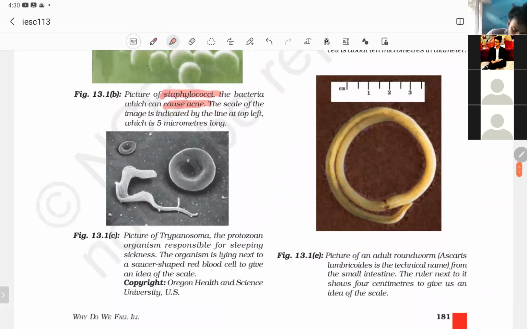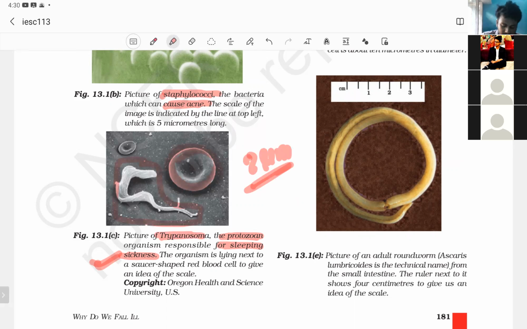Next we have trypanosoma, right? A protozoan responsible for sleeping sickness. It is also a protozoan. So if I haven't mentioned these names in your table, you can write this name as well, protozoan. This is called trypanosoma. And you can see this is the organism, and this is our red blood cell, right? The red blood cell is about 8 micrometer, and see how small this is. And it can cause a lot of issues in our body, right?